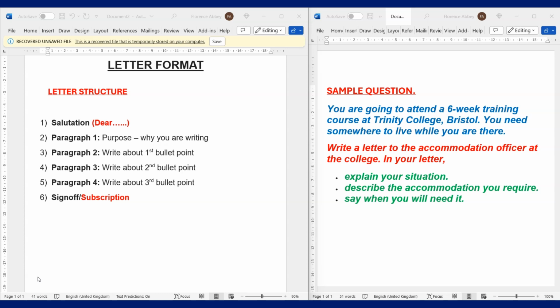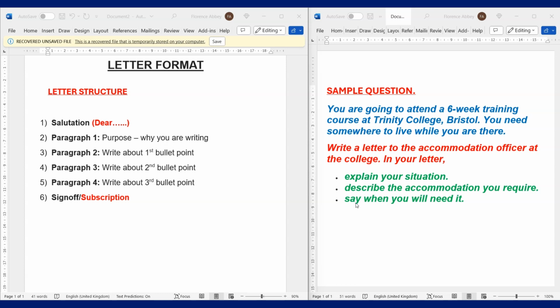Okay, for instance, let's say that you have been given this question, which states that you are going to have a 6-week training course in a particular place, which is the Trinity College, and you want a place to stay, right? So you are writing a letter to the accommodation officer at the place, right? And then you want to tell the person these things. Okay, so the green ones are what you want to tell the person. You want to explain your situation to the person, you want to describe the accommodation that you want, and then you want to also tell the person when you will need that particular accommodation.